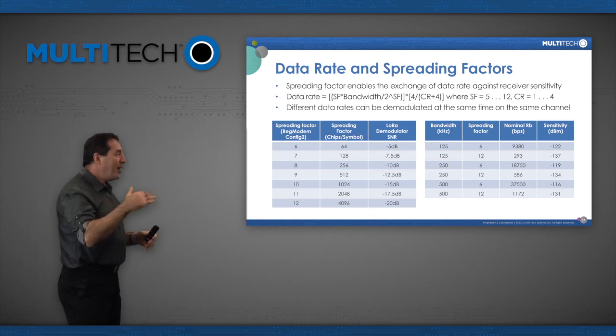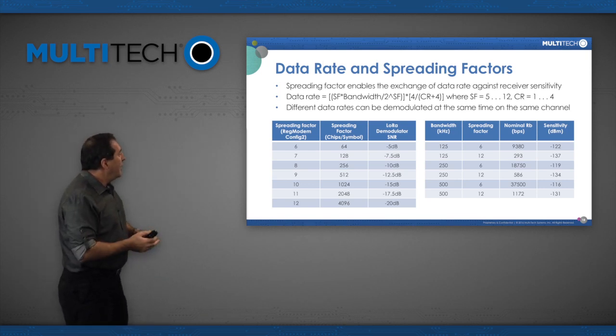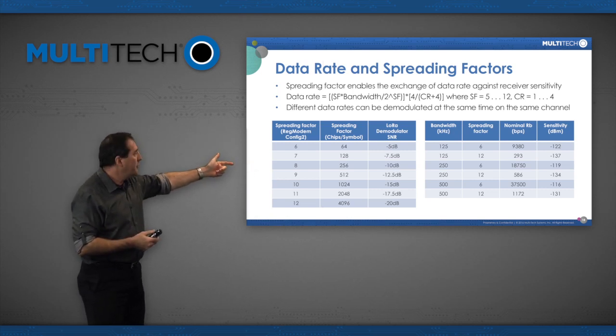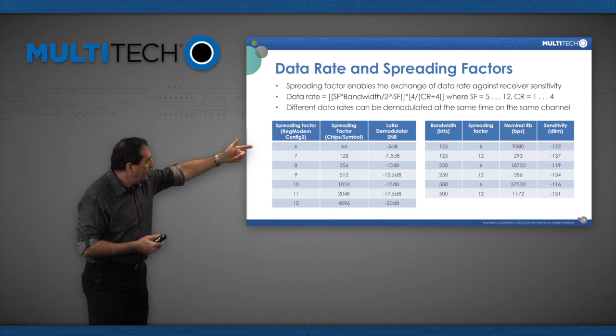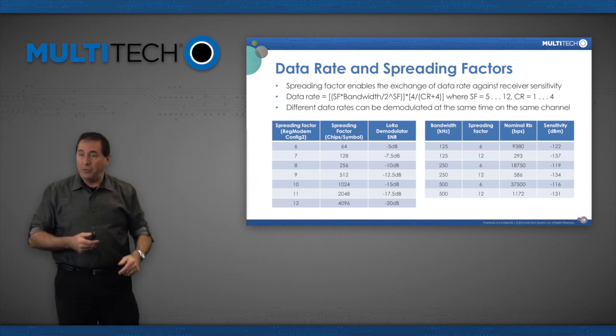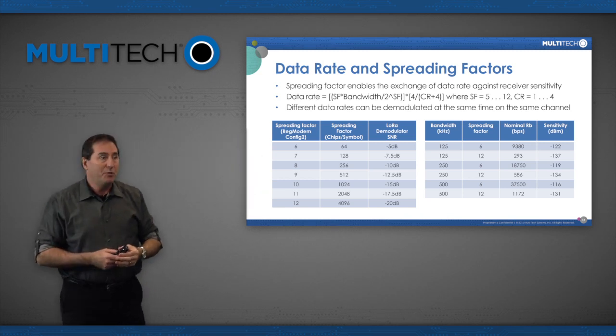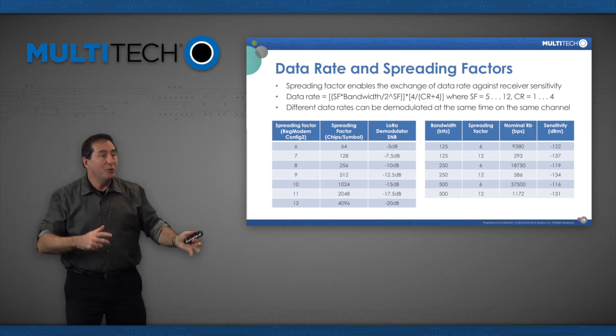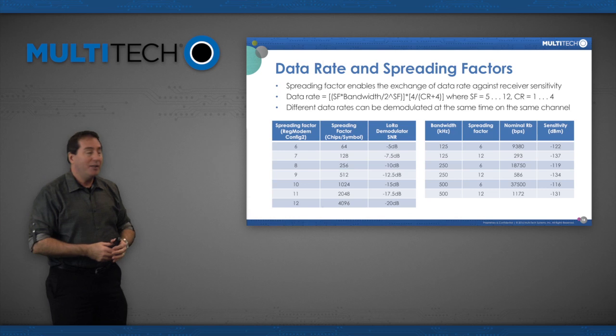So you can see the effect of the spreading factor. And then if you look at the same thing at the bottom using the 500 kilohertz channel, you're going to see that 9 kilobits per second goes up to about 37 kilobits per second. So the bandwidth, the extra bandwidth, gives you more capacity, right?